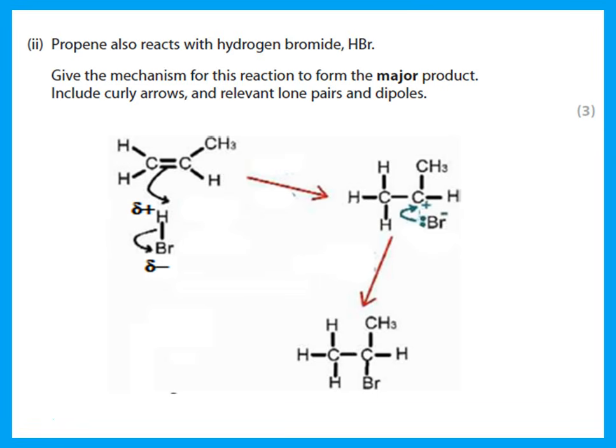The Br minus attacks this secondary carbocation to form the secondary bromopropane, and that is the major product.